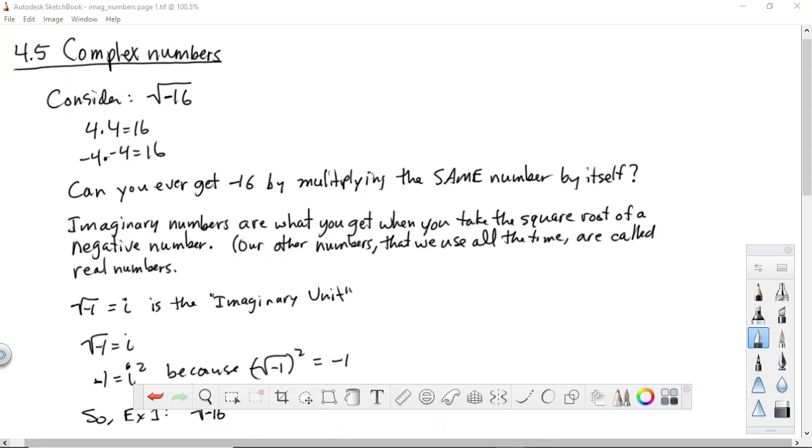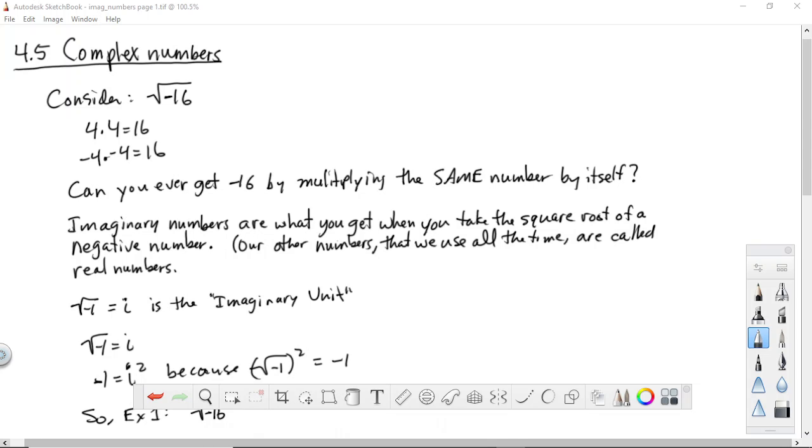What do you do with that? We know 4 times 4 is 16, and negative 4 times negative 4 is also 16. So what number times itself gives negative 16? Can you ever get negative 16 by multiplying the same number by itself? You can't if you're confining yourself to using real numbers.